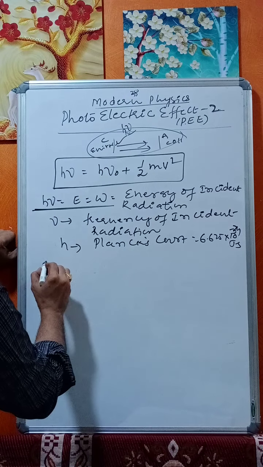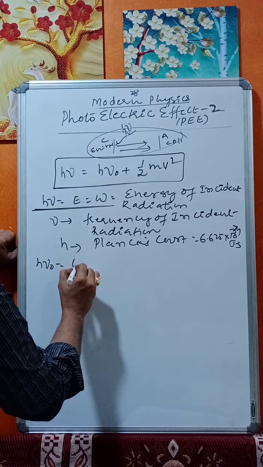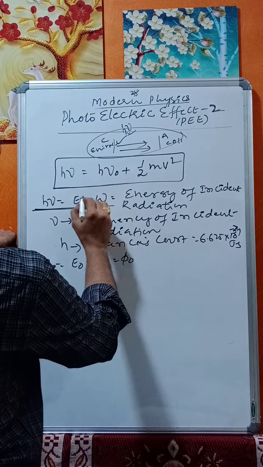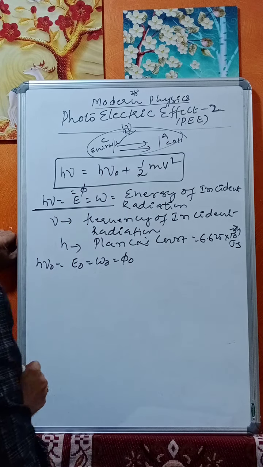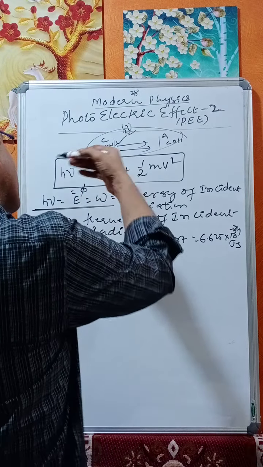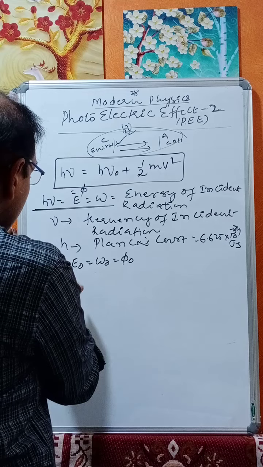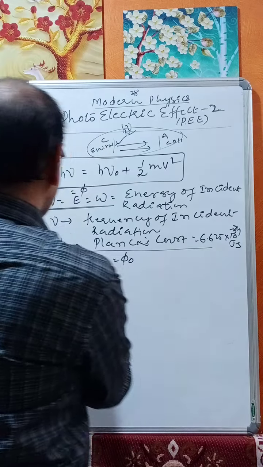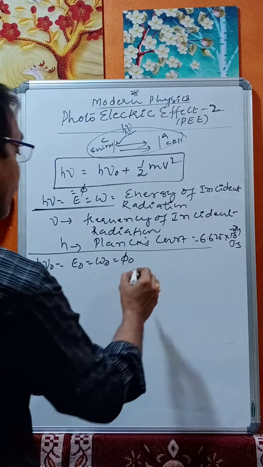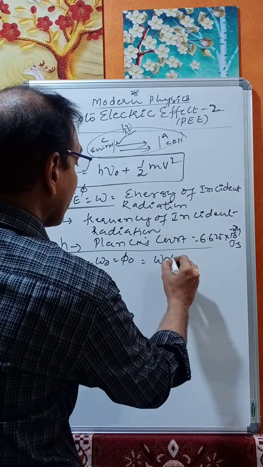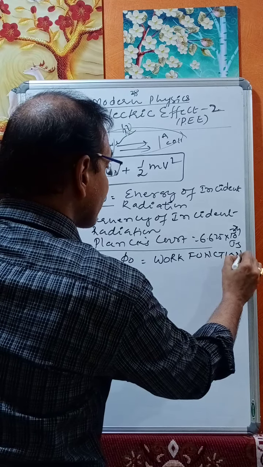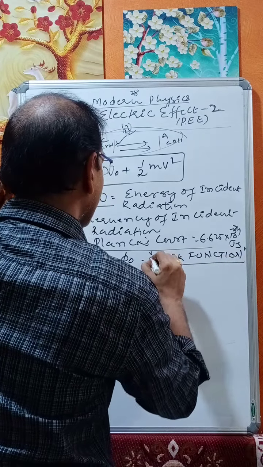Now what is h nu naught? H nu naught is equal to E naught or W naught. You can also take it as phi naught. In some books it is phi, in some books it is W, in some it is E. So in some books it is given as h nu naught is equal to E naught or W naught or phi naught. What is this one? This is called work function. Very important one.